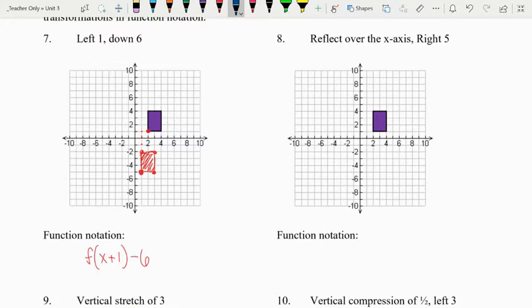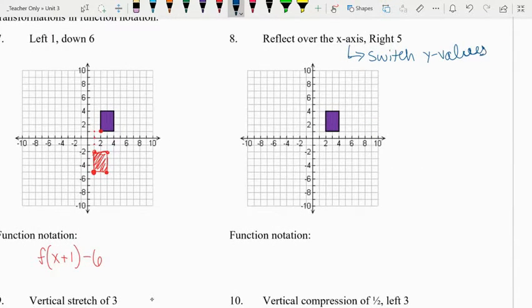On the next one, we are reflecting over the x-axis. Basically what we're doing is switching your y's. So your x value stays the same, but your y values change. If that's easier to think about for you as we move forward, that might be a good route to go. So for this one, my y value is 1, so it's going to become -1.